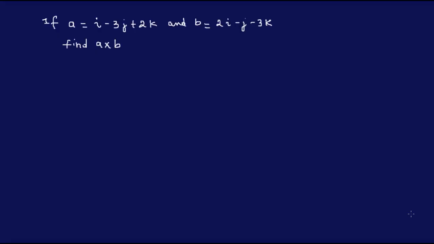If A is equal to i minus 3j plus 2k and B is equal to 2i minus j minus 3k, find A cross product B. Now this is not multiplication at all. This is cross product. Okay, there's a difference.